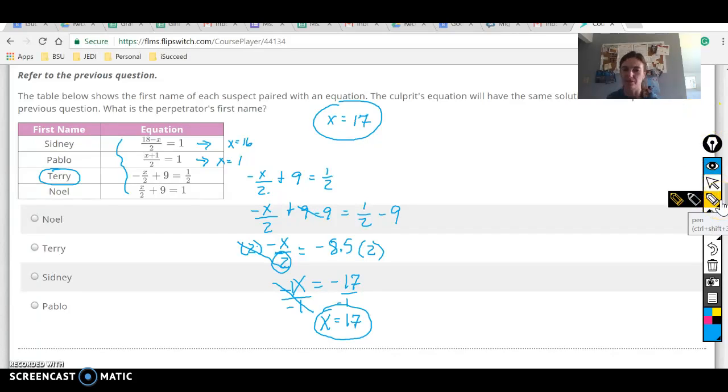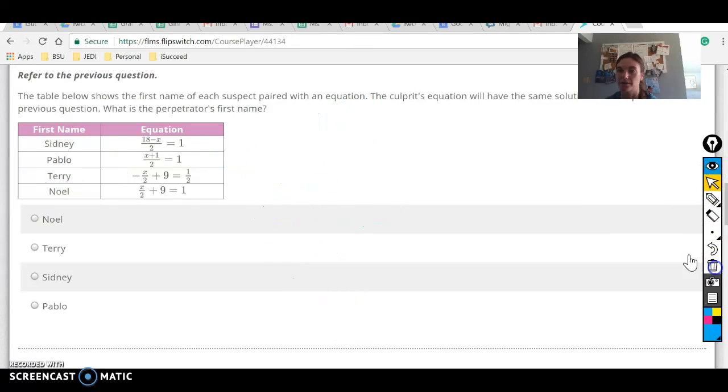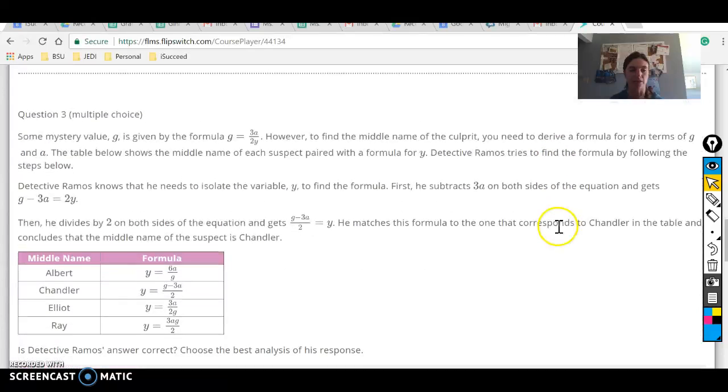We could continue to go through this, but I would challenge you, if you don't believe that it's not Noel or Noel, I'm not sure how you pronounce that, just go ahead and check and solve for x there, and you will probably find that it equals a negative 16 there. So that isn't it. All right, so question 3.